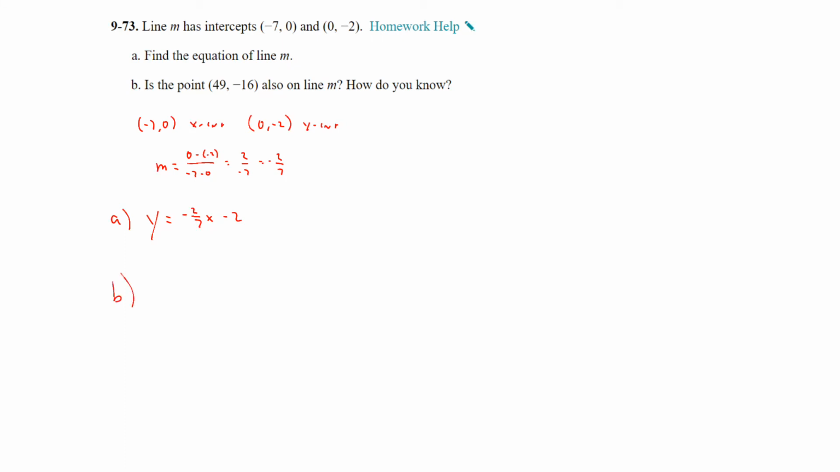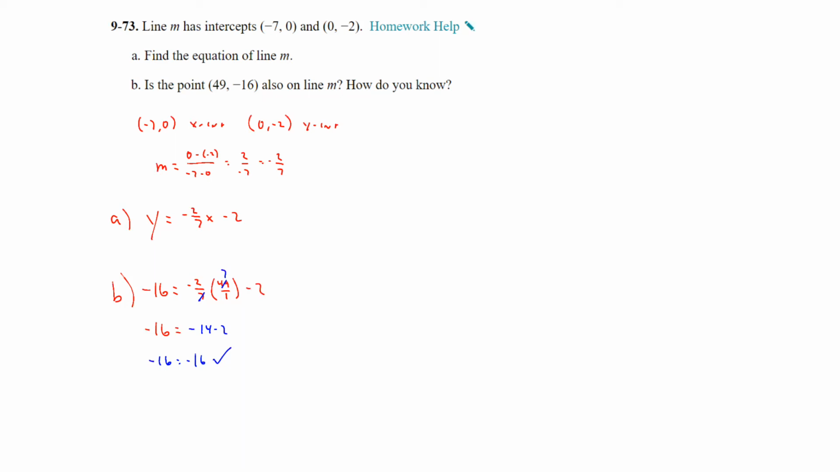B, is that point also on the line? Well, how do we figure that out? Well, we can plug in 49 for x and negative 16 for y and see if it is equivalent. Negative 16 is equal to negative 2 sevenths times 49. I'm going to put it over 1 so that we can multiply, and then minus 2. So let's see what happens. Does the right side equal negative 16? So on this one, we can actually cancel. 7 goes into 7 once, and 7 goes into 49 7 times, not 2. And then negative 2 times 7 is negative 14. Negative 14 minus 2 is negative 16.